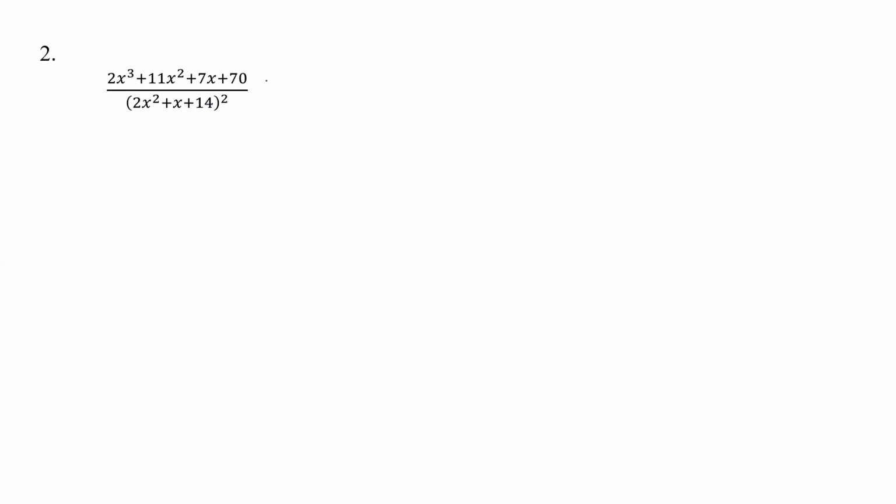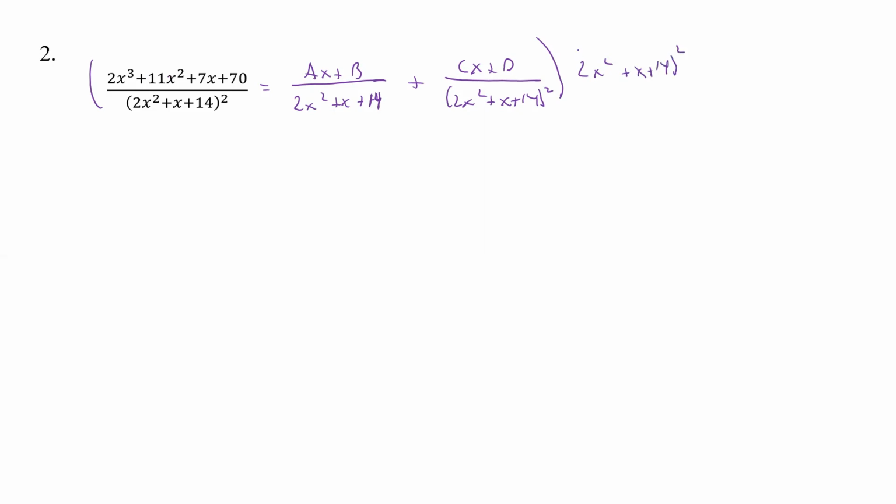And so what we need to do is we're going to have (ax + b) over the first one, 2x squared plus x plus 14, and then plus (cx + d) over 2x squared plus x plus 14, squared. And we're going to multiply that whole thing by the 2x squared plus x plus 14, the quantity squared.